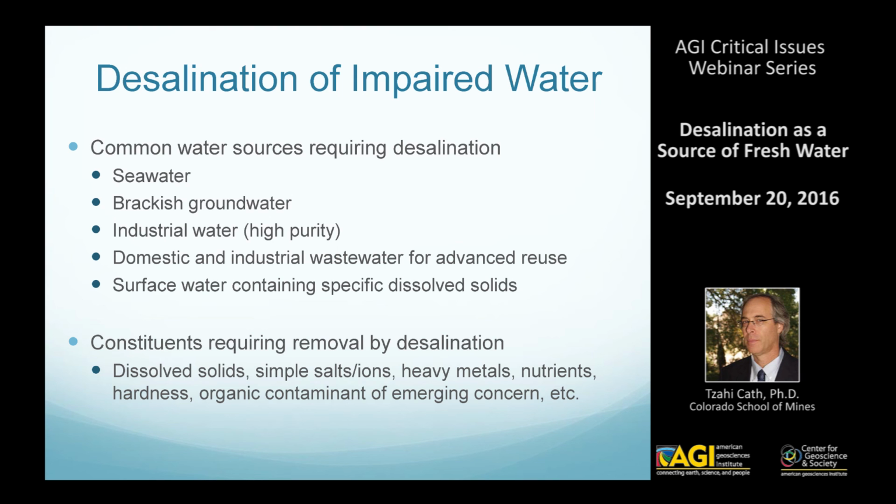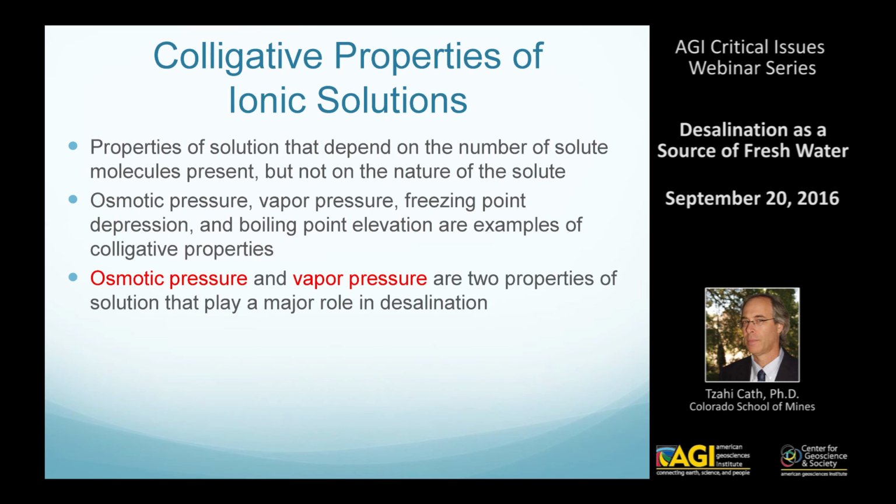more in our waterways. There are a few colligative properties of ionic solutions that play a major role in desalination. These are properties that depend on the number of solute molecules or ions in solution, but not on the nature of these solutes. So two of these properties, osmotic pressure and vapor pressure, are playing a big role in any desalination process that we are currently implementing. And I'll start diving into the different techniques and methods to do desalination.